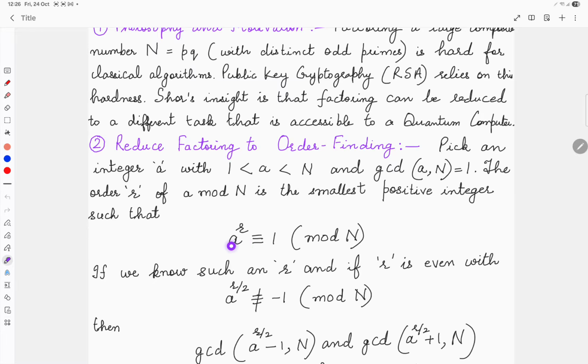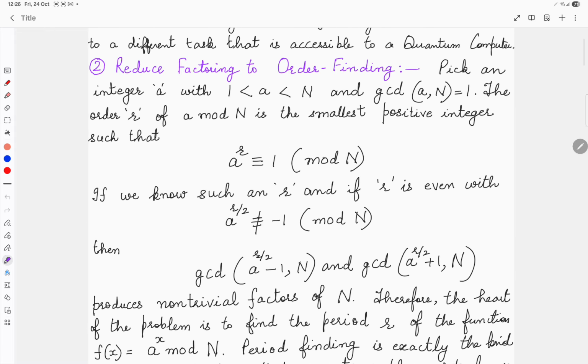So what is the meaning of a to the power r congruent with 1 mod N? It means that if I divide a to the power r by N, and if I divide 1 by N, the remainder in both cases will be the same. That's the meaning of congruency. Or in other words, I can say that a to the power r minus 1 is divisible by capital N. So that's the meaning of congruency.